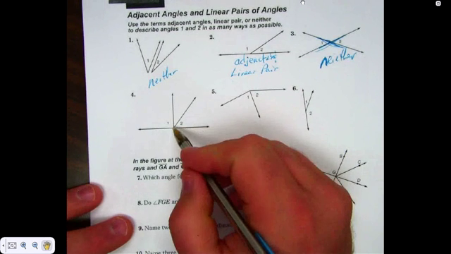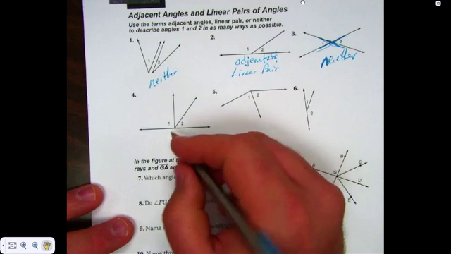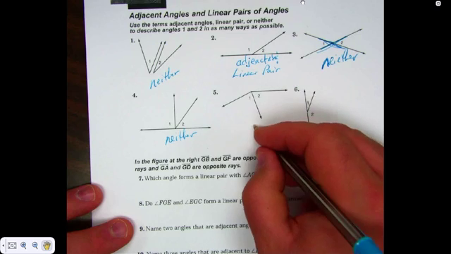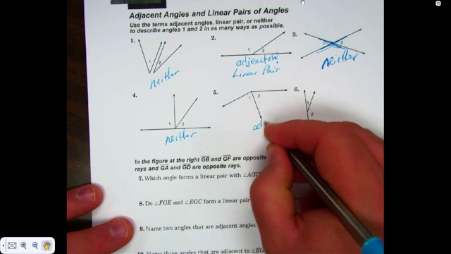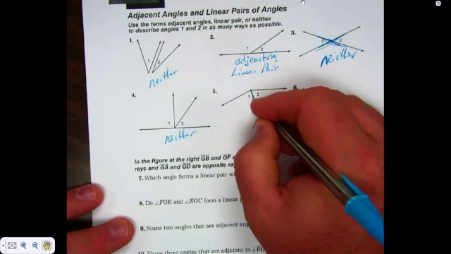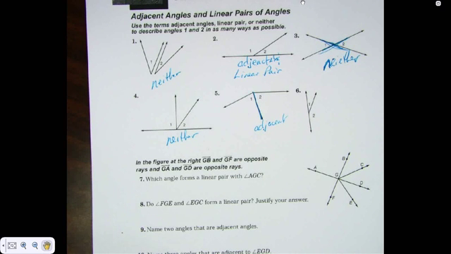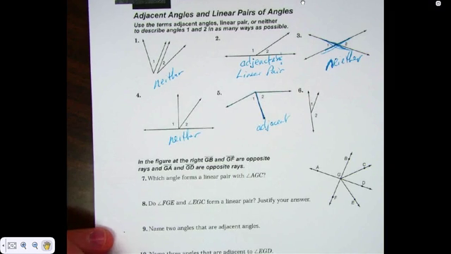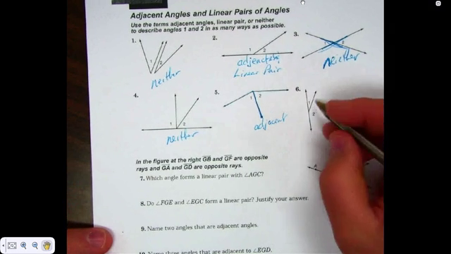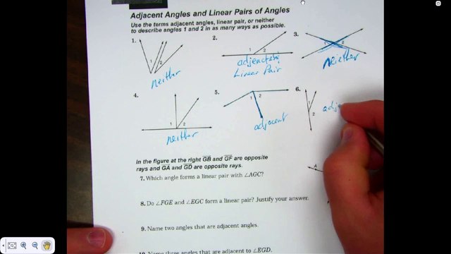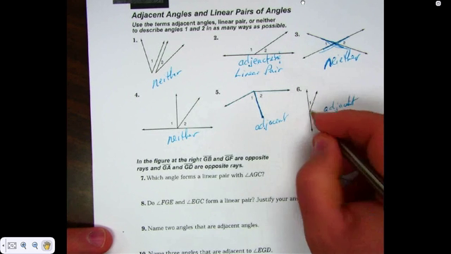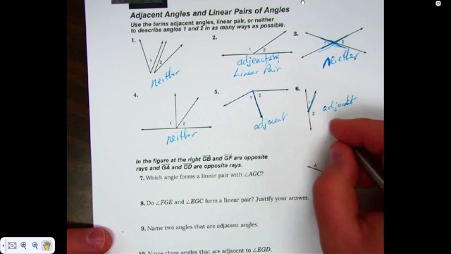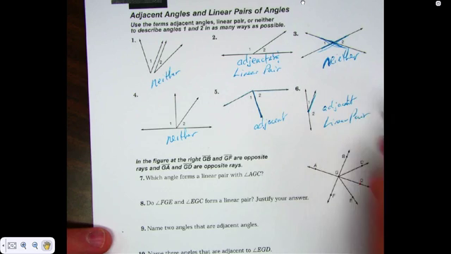What about here? Are these adjacent? What about here? Are these adjacent? They do share a vertex and a side, but are they a linear pair? Is this a straight line? That's crooked, right? So no. Here, are they adjacent? Yes, they do share a vertex and side. Do they happily create a straight line together? So they are a linear pair.